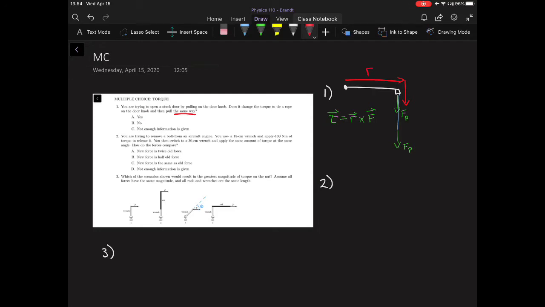So we have our radius, we have our F pull, and if we really take a look at this, we want to know the angle between them, which is the same in both cases. So if the force of the pull is the same and it's in the same direction, we do not have a change in the torque if we use a string.